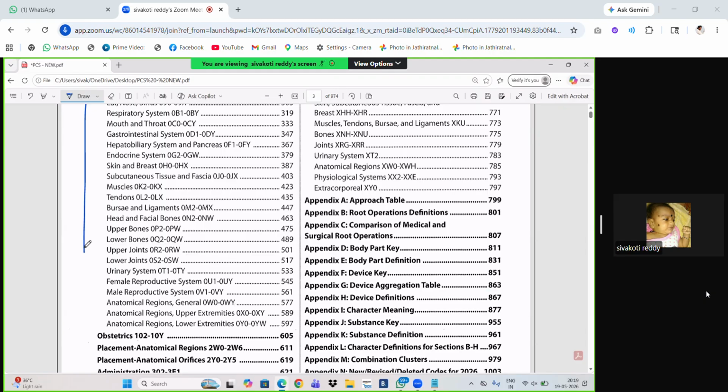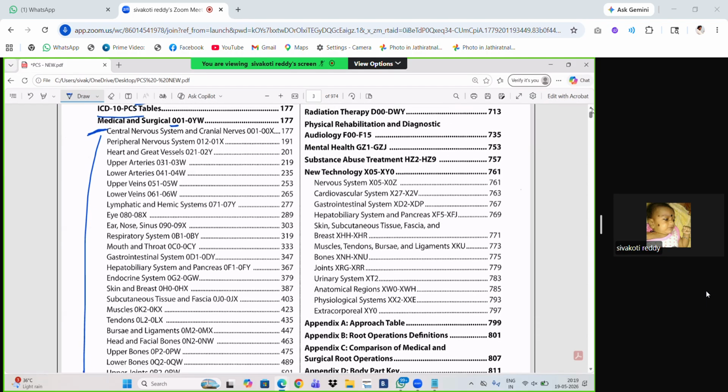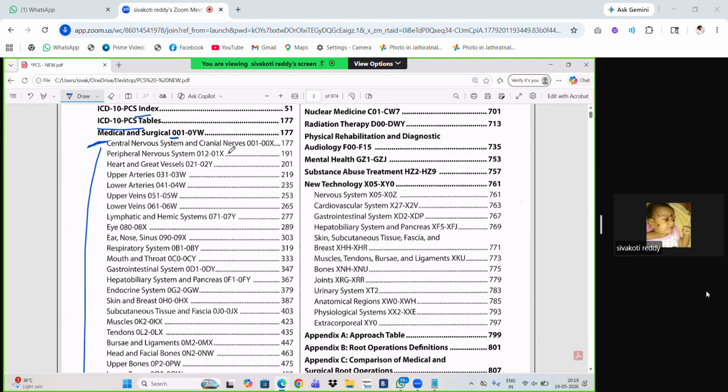We need to learn about all these systems. Second character here, if you see, central nervous system means the procedure starts like 00. Third character, leave it. Only take 2 characters. Peripheral nervous 01. Heart and great vessels 02. 03, 04, 05, 06. So here, the second character is a fixed character, guys. 00, 01, 02, 03, 04, 05, 06, like that. Based on the body system, each body system has a specific character here.